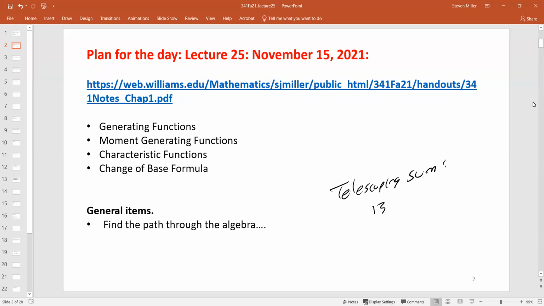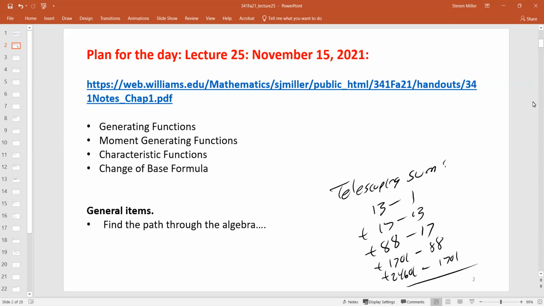So if I give you 13 minus 1 plus 17 minus 13 plus 88 minus 17 plus 1701 minus 88 plus 24601 minus 1701, what does the sum equal? Yes, Jean Valjean's neighbor. 24600. Okay. How did we get that so quickly?